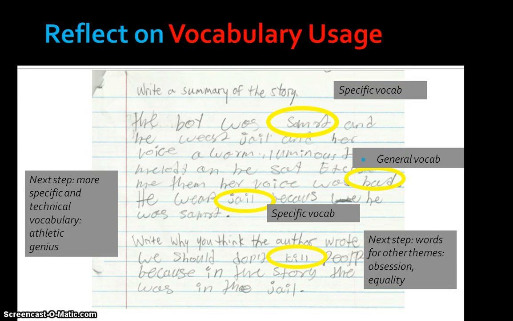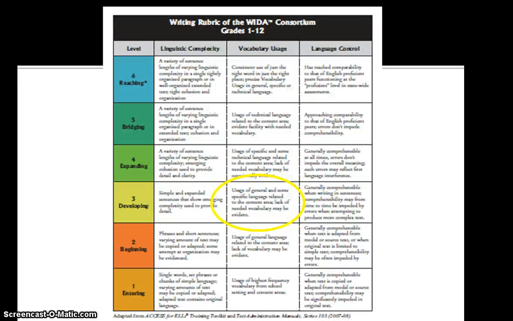Another next step around vocabulary would be vocabulary for themes. Things like obsession, equality, fairness, all of which are key pieces of this text. As I take a look at the WIDA writing rubric, I see that the student is using general and some specific language related to the content area, but lack of needed vocabulary is evident.